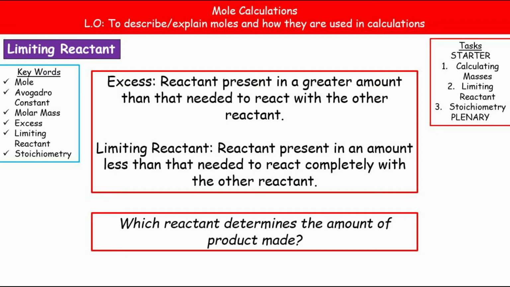So the one that's in excess is never going to be something you're using in your calculation. The limiting reactant is the one that's present in an amount less than that needed to react completely with the other reactant. So the limiting reactant is the one that's going to run out first. So make sure you've got those two definitions written down and then see if you can answer the question at the bottom.